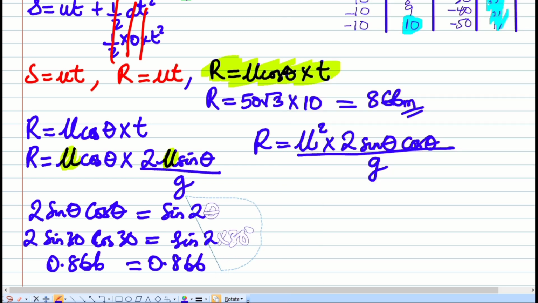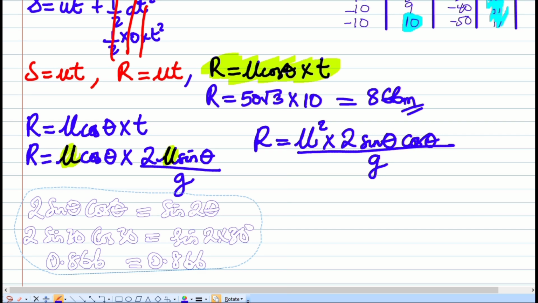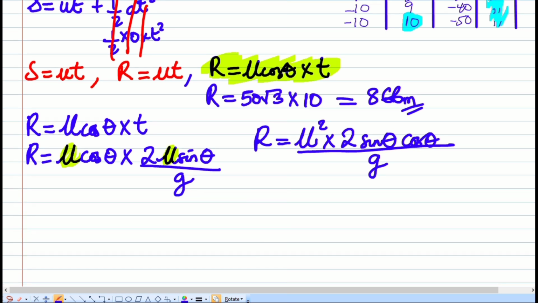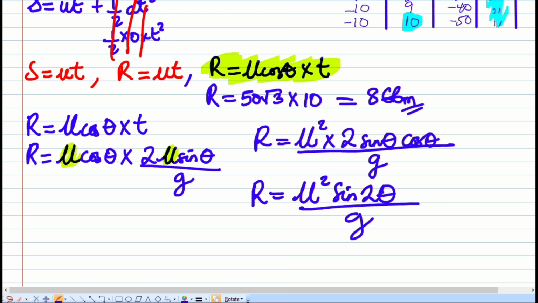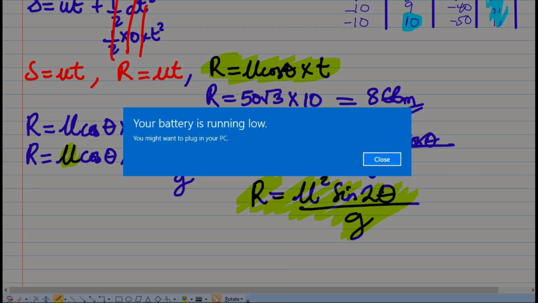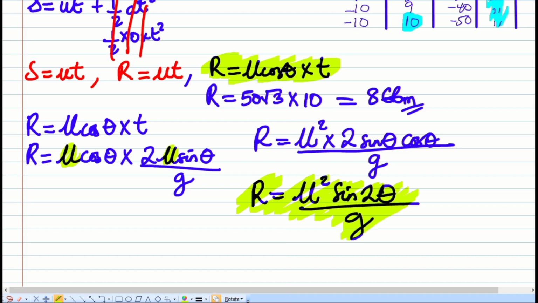So that means we are going to replace 2 sine theta cos theta with sine 2 theta. We now have our range equal to u squared sine 2 theta all over g, because sine 2 theta is also 2 sine theta cos theta, just to simplify things. And that's just it. This is one of the easiest to derive. So that's the formula to calculate the range of the projectile motion.